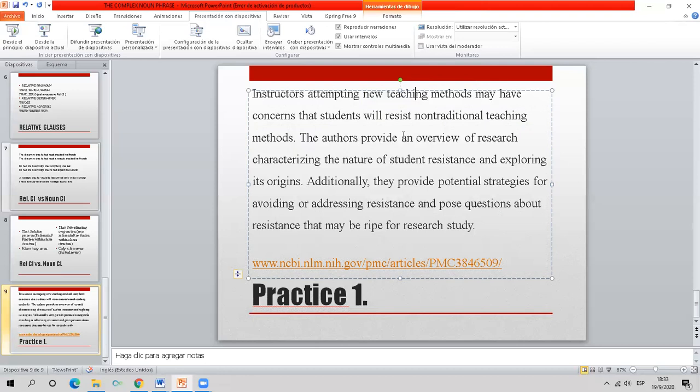Provide, and the object here is an overview of research characterizing the nature of student resistance and exploring its origins. This is a complex noun phrase, isn't it? The head is overview. You have the article, okay, the indefinite article. And what about post-modification? How many post-modifiers have you identified here? Do you think you have one?